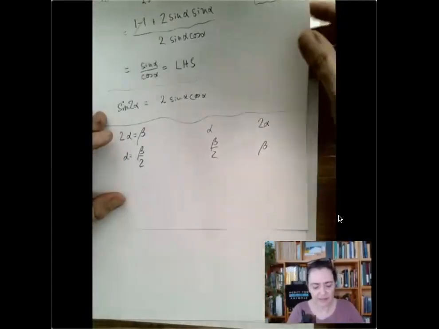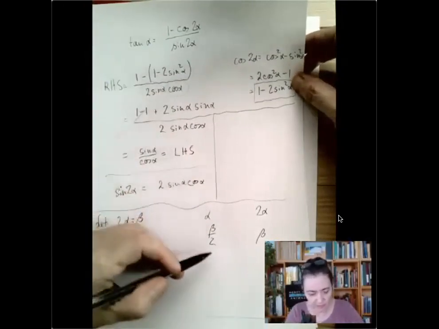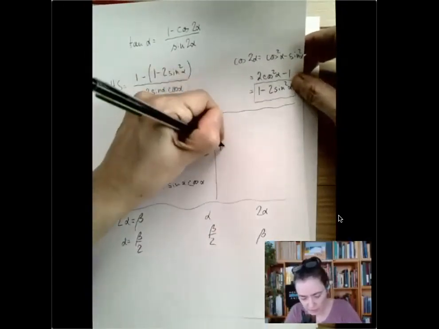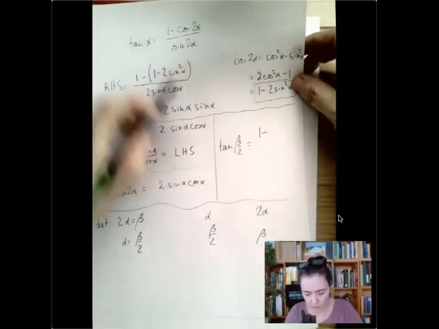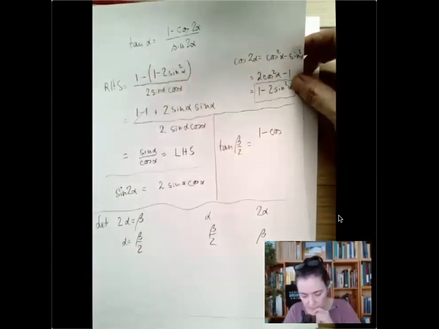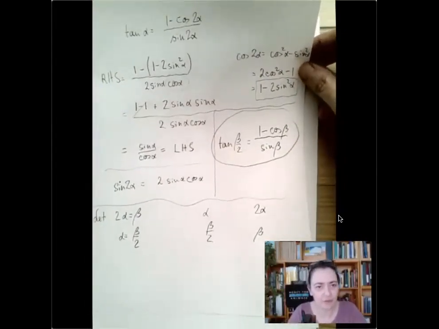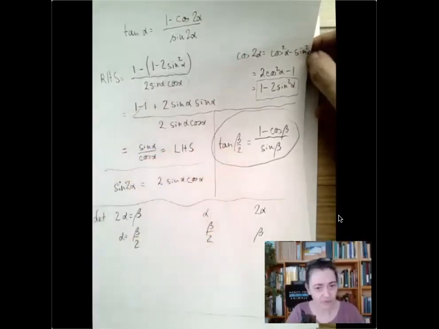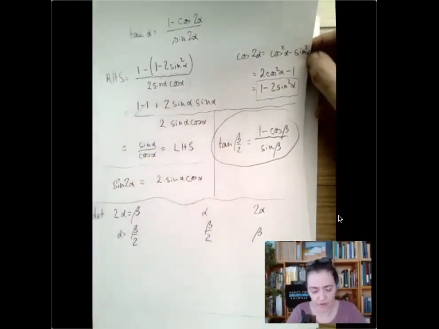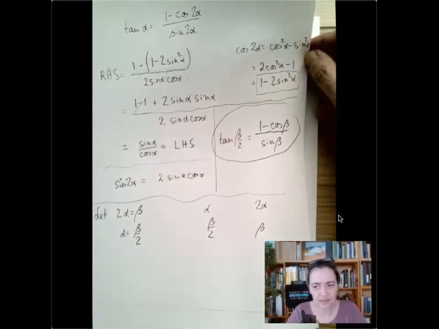And so let's see what happens if we rewrite this identity using this parametrization. So tangent of alpha, which is beta over 2, equals 1 minus cosine 2 alpha over sine 2 alpha. 2 alpha is beta. And so what we get is what we call the half angle formula for tangent, right? In terms of beta, you need both sine and cosine beta, but this is how you concoct tangent of half of the angle.